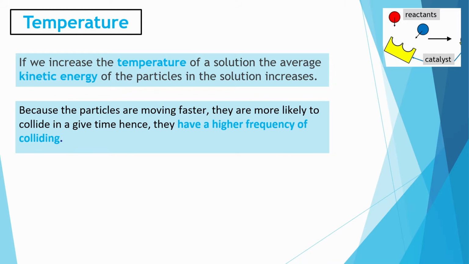Think back to that analogy I made about students running around in the classroom, possibly getting a bleeding nose. We are going to get more of those events happening if the students are running faster, because there will be more frequent collisions, and therefore it's more likely some of those will result in an injury.